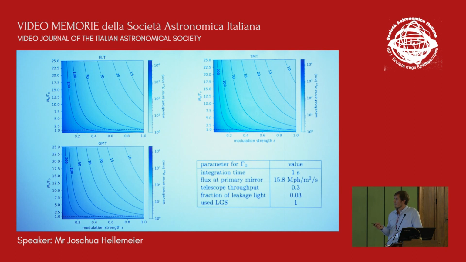Generally, for these low fractions of n0 over gamma 0 down here, the contours run horizontal. This means you really need to do something which increases your number of photons. While in this upper part, the contours run vertically, which means that a gain is achieved by increasing your modulation strength.